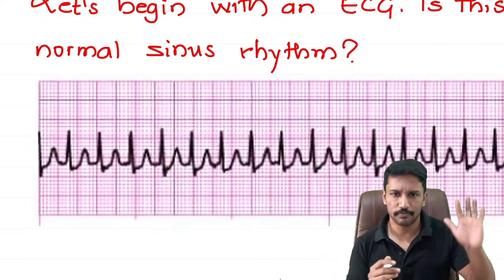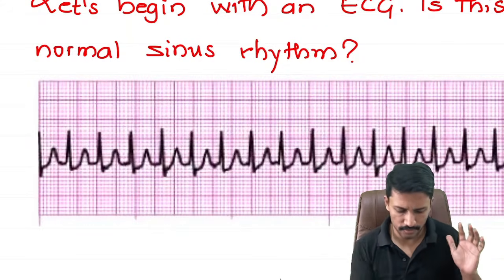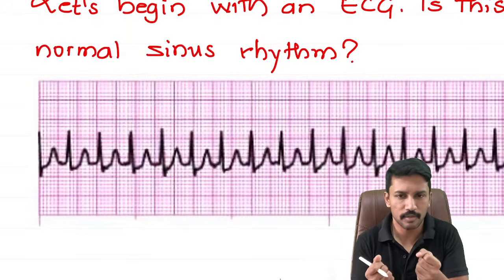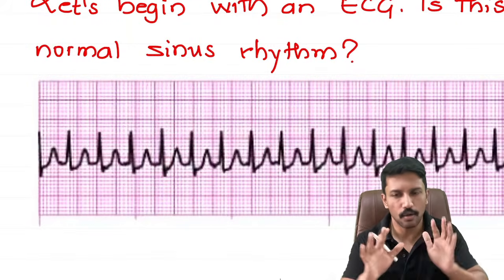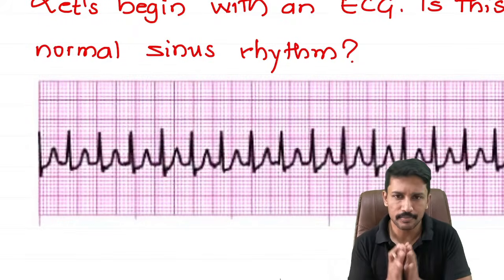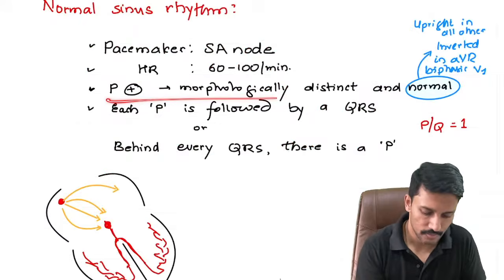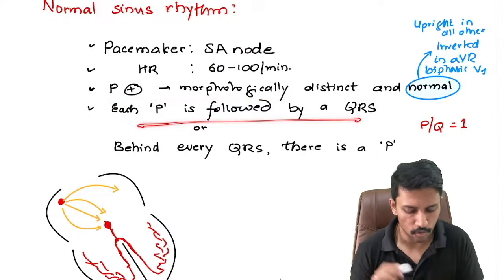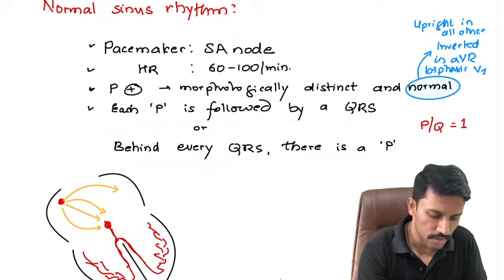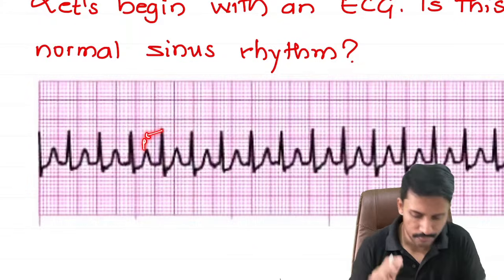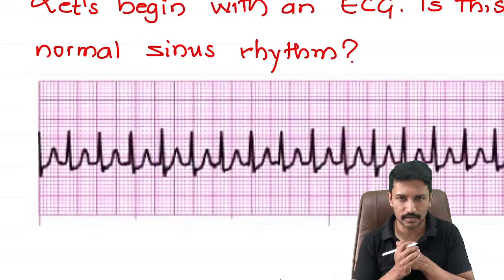Even if, let us say, I'm not very sure whether I should count this as T or P, and I'm not comfortable with the hack, I will count it as P. Okay, agreed. Let us say that this is P. Now, what is the next criterion to call it normal sinus rhythm? Each P should be followed by a QRS. Behind every QRS, there should be a P. If I am counting these as P, it holds good. If this is a P, then it is followed by a QRS. Behind any QRS, there is a P. Okay, it still seems to be sinus.